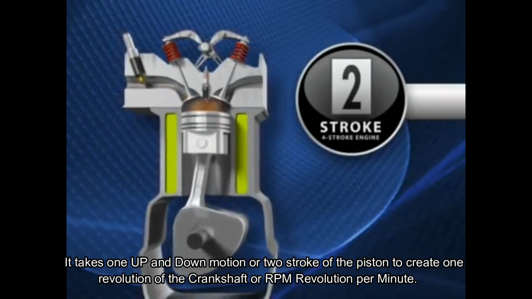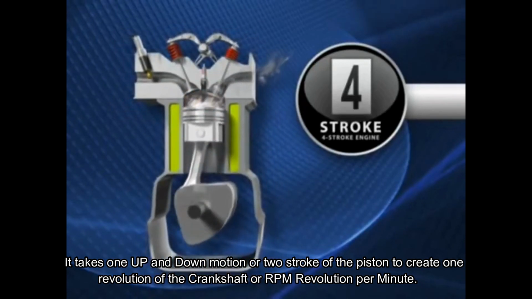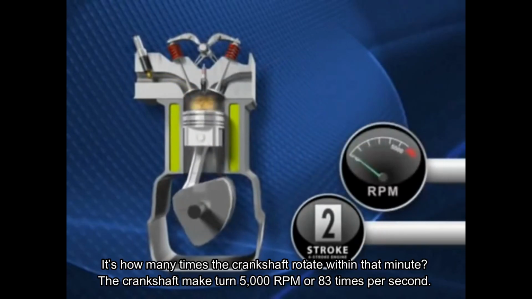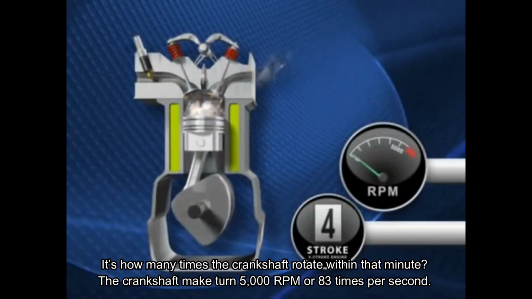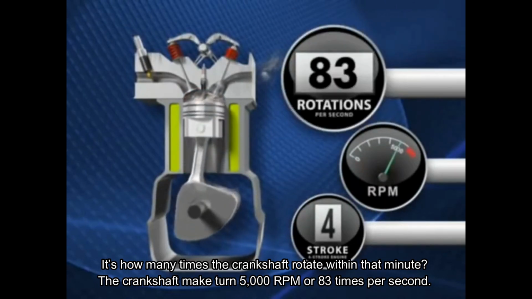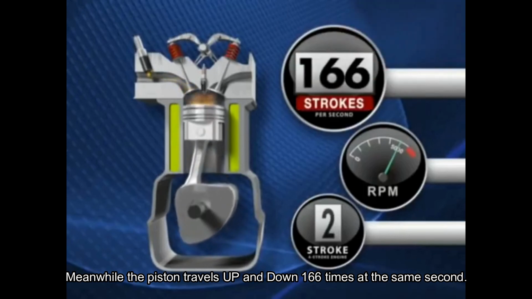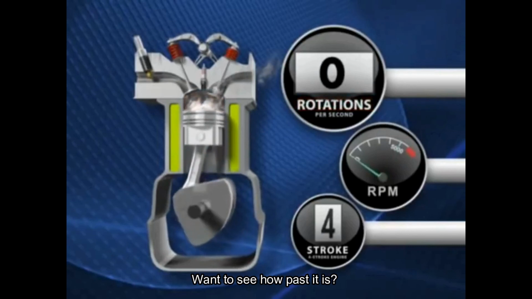It takes one up and down motion, or 2 strokes of the piston, to create 1 revolution of the crankshaft, or RPM, revolutions per minute. It's how many times the crankshaft rotates within that minute. The crankshaft turning at 5000 RPM is 83 times per second. Meanwhile the piston travels up and down 166 times in the same second. Want to see how fast it is?